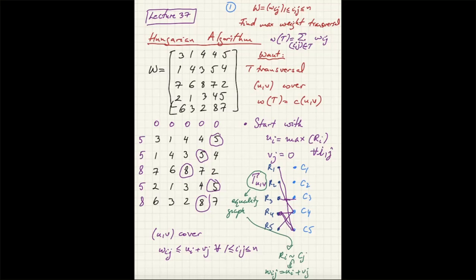And now how does the algorithm proceed? Well, we ask, does this bipartite graph contain a perfect matching? If that was the case, then we would pick the edges in that perfect matching, and they would correspond to entries in the matrix Wij where the weight Wij equals Ui plus Vj. That will guarantee that the weight of that transversal equals the cost of the cover, and that will be our maximum weight. However, in this situation, there is no perfect matching.